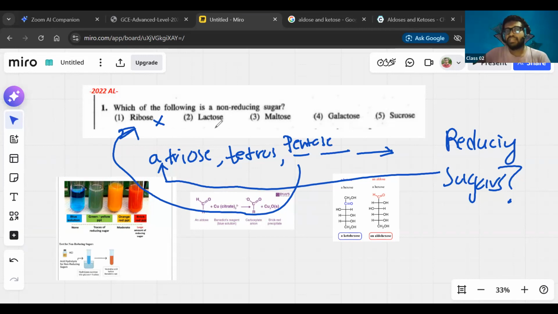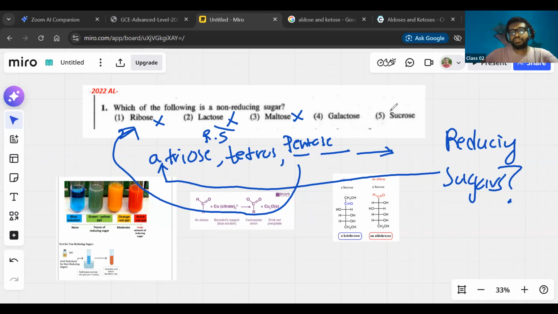Lactose, what is it? It is a disaccharide. This part is a little bit tricky, because since it's not a monosaccharide, we will immediately try to answer that it should be a non-reducing sugar, but that's not the case. Since lactose also contains an aldose group, it falls under the category of reducing sugar. So this won't be our answer either. I said that all the disaccharides except sucrose are reducing sugars, so maltose, which is a disaccharide as well, won't be the answer.